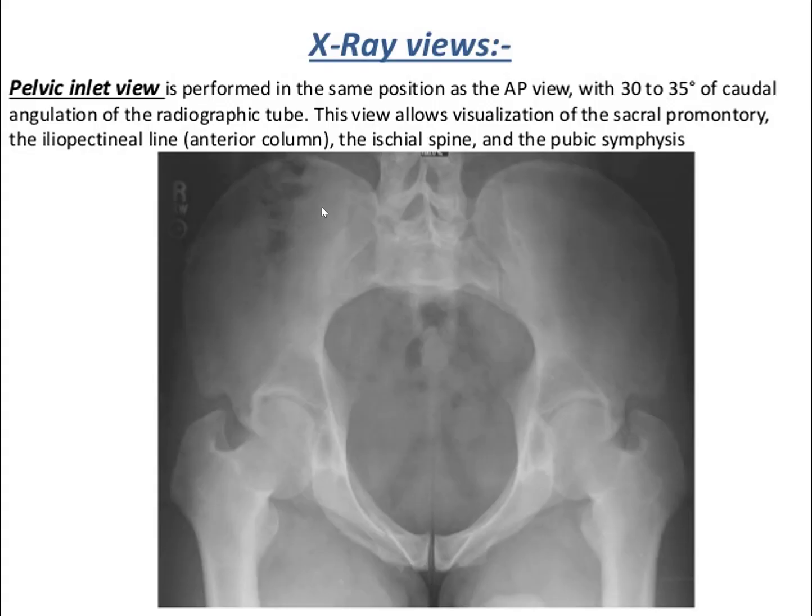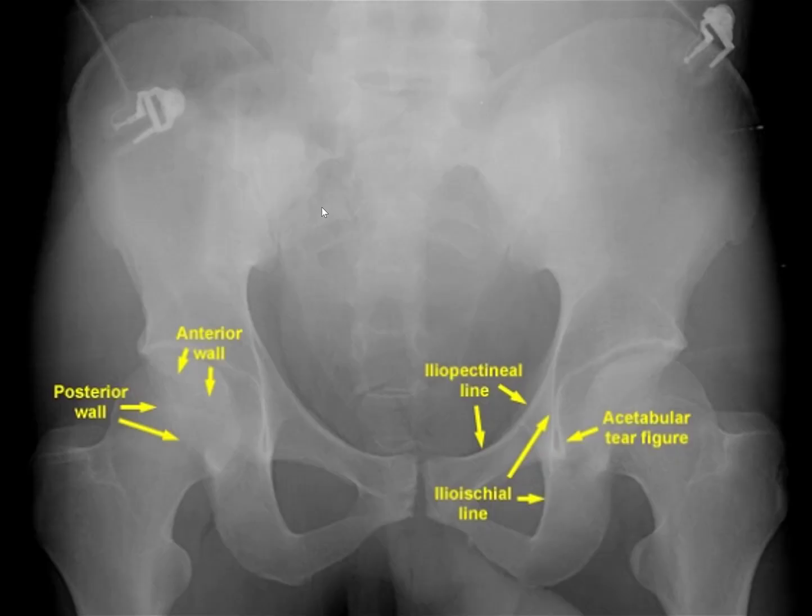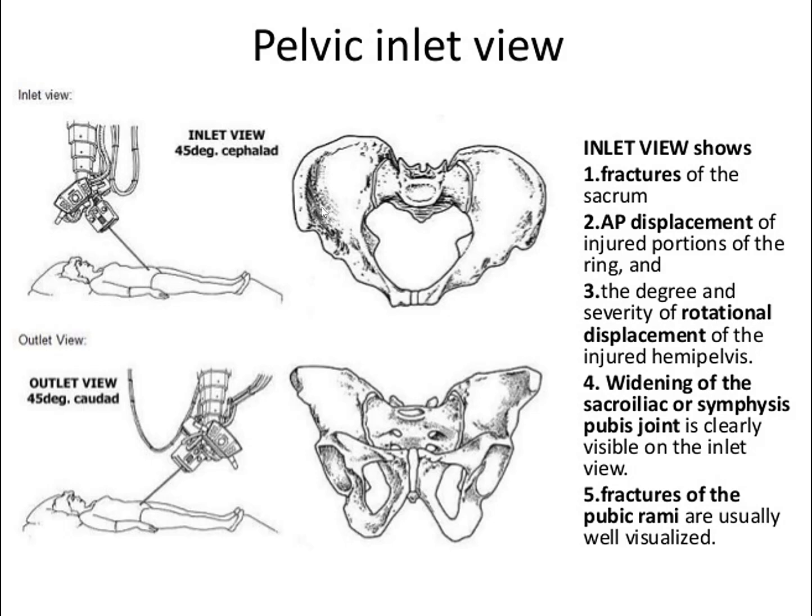Okay, that's interesting. So the outlet and inlet views show you different portions of the anatomy, and I won't go into this, but you can see the angle is 90 degrees for the inlet view, and the outlet view shows different portions of the sacrum.